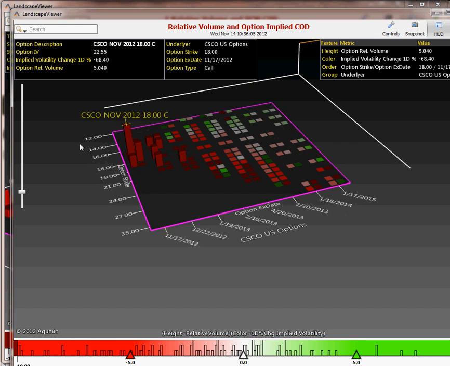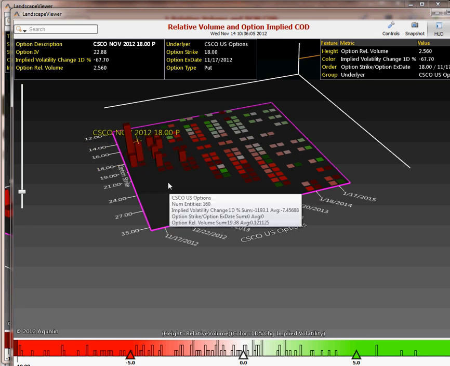So for example, you could click on the Nov 18 call, and it is trading 5 times what it normally trades. So the volume today is 5 times the 20-day average volume divided by the number of strikes. And then you could see some other options. The 18 call trading 1.5 times, 2.5 times for the 18 puts.